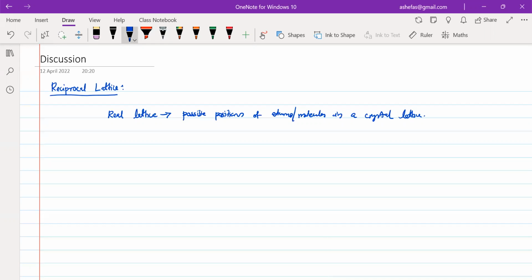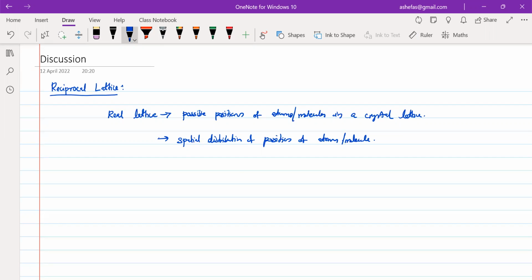In other words, the real lattice represents the spatial distribution of the positions of atoms or molecules.